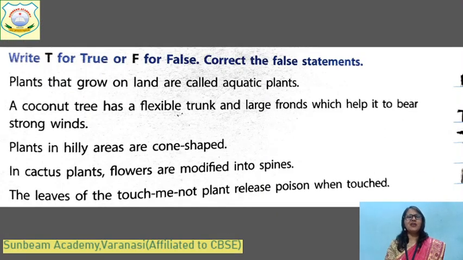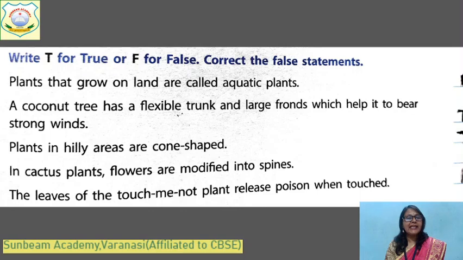Now, true or false? Plants that grow on land are called aquatic plants. False. It is called terrestrial plants. A coconut tree has a flexible trunk and large fronds which help it to bear strong winds. Yes, true. Because it grows on seashore, the winds are high. There is high wind, na? So they have such type of adaptations.